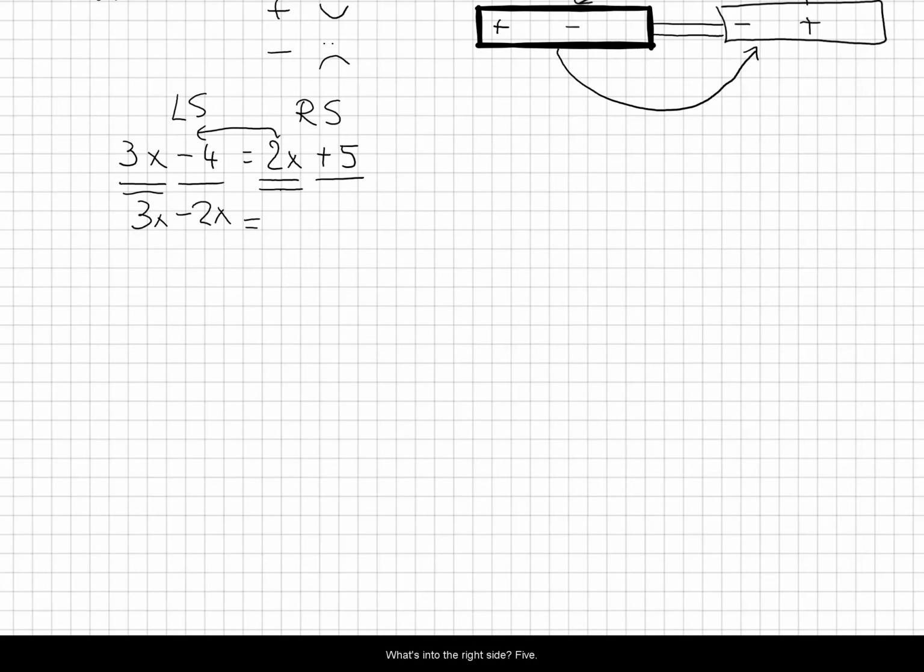What's in the right side? 5. 5 stays the same way, fine. Do we have any other terms that don't have x? Yes, we do have -4, which is in the left side, in the left room. So once you move it into the right room, it will become +4. 3x minus 2x, they're like terms, so we can compute them. 3 minus 2 is 1x. Again, we don't write the 1 because you can see there's 1x. Equals 5 plus 4 equals 9. This is the solution, but is this correct?